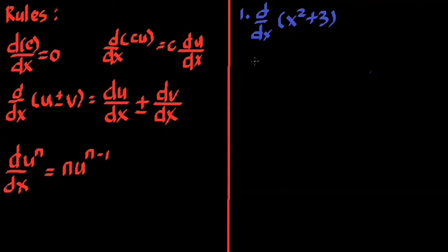So first, we have the derivative of x squared plus 3. So we could always write it as the derivative of a sum of terms. So that would be the derivative of x squared plus the derivative of our constant 3.